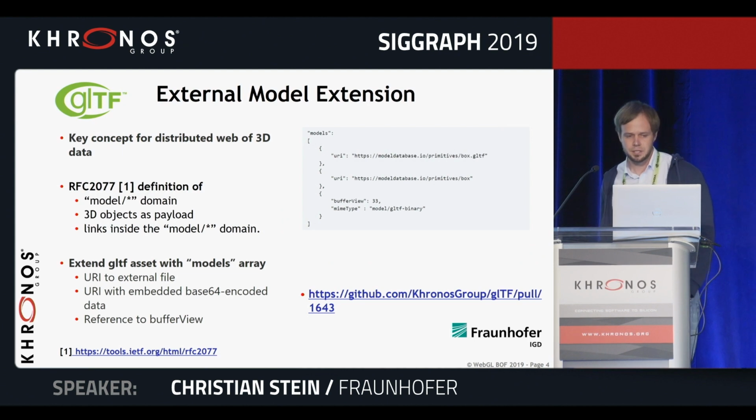Our industrial customers usually provide their data as a graph of linked resources, and we think this is a key concept for the distributed web of 3D data. Based on RFC 2077, which defines the model domain with 3D objects as payloads and links inside the model domain, we want to propose an extension of the glTF asset with a models array, which can contain either URIs to external files, embedded base64-encoded data, or references to buffer views with a MIME type.